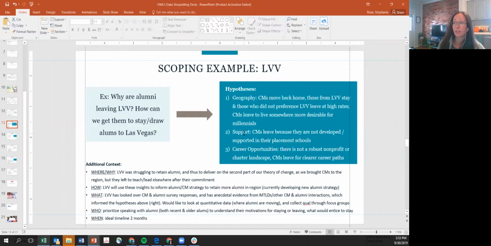And in this specific example, this was a place where, yes, we did look at some quantitative data, things like where our alums were going. Were they going back to their hometown, their home state? Was it just that Vegas wasn't near their family and friends and we think people just want to return to their home state?